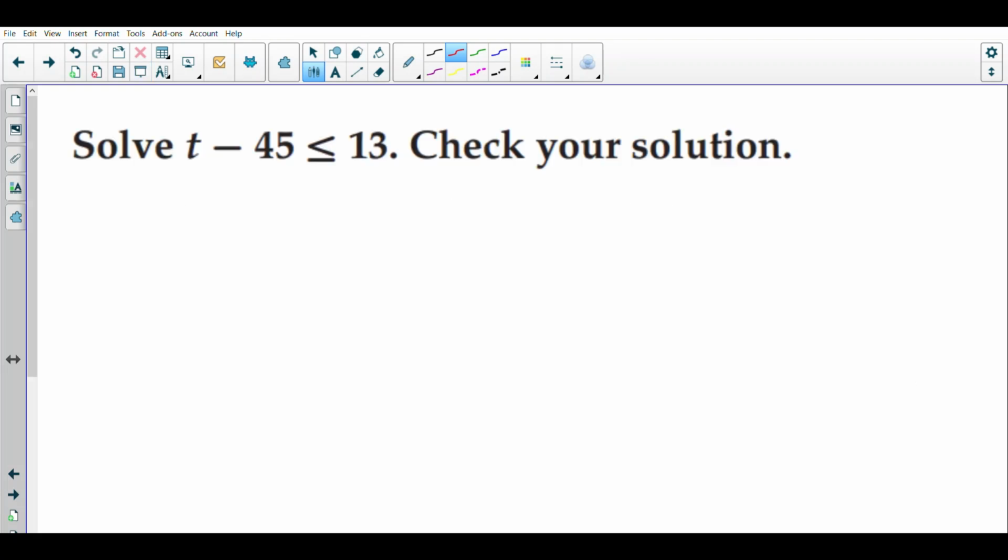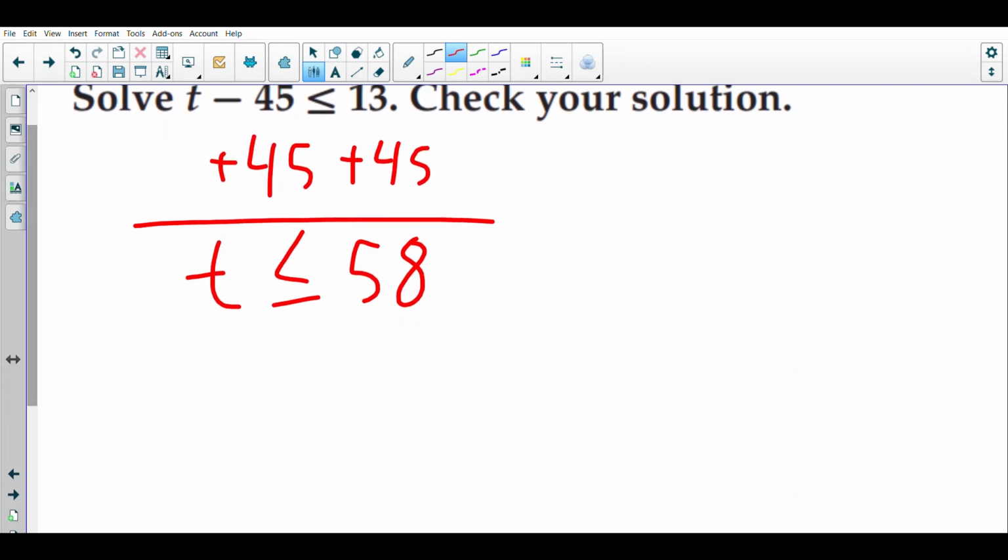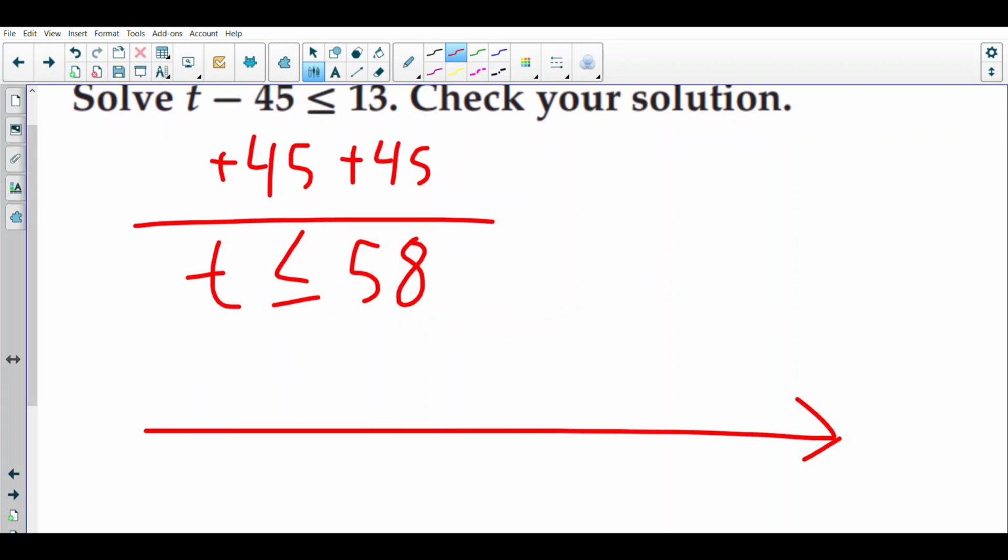Solve t minus 45 is less than or equal to 13. Just like before, to solve for the variable, we're going to add 45 to both sides. So we get t is less than or equal to 13 plus 45, that is 58. Now it's an inequality, so I need a graph. I'm going to draw my inequality. We don't need every number on the graph, so I'm just going to make an arbitrary 0 and then 58.